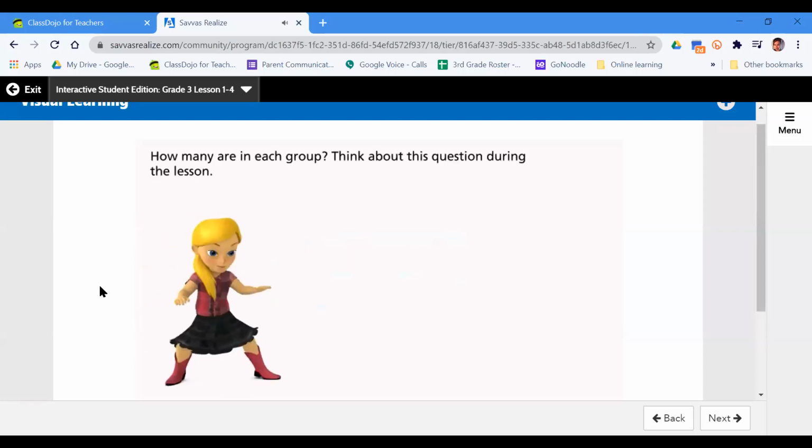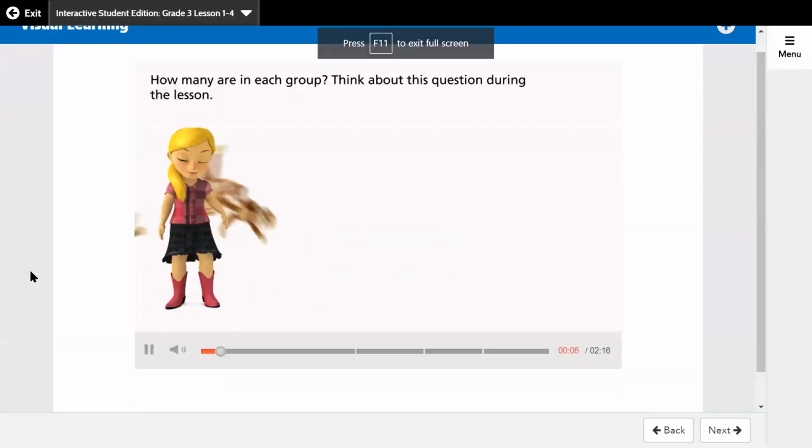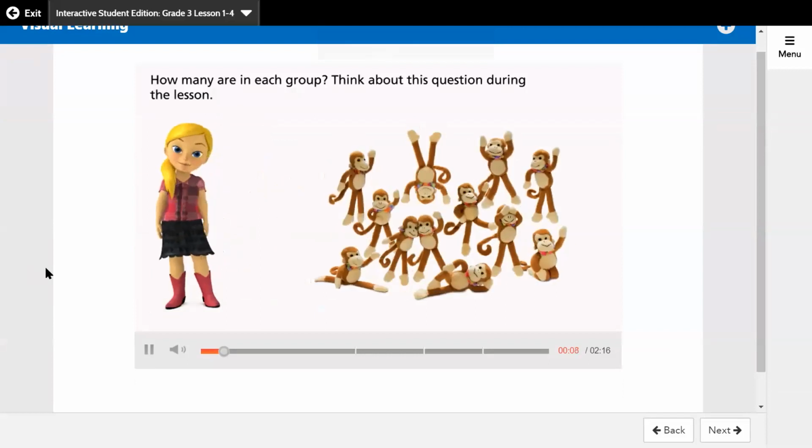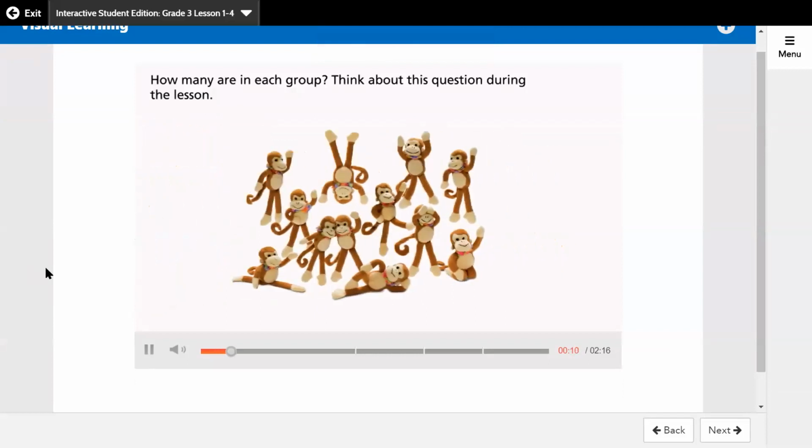How many are in each group? Think about this question during the lesson. 3 friends have 12 toys to share equally. How many toys will each friend get? Well, again, thinking about what we just did with our counters, we'll be able to split them into equal groups to find out.